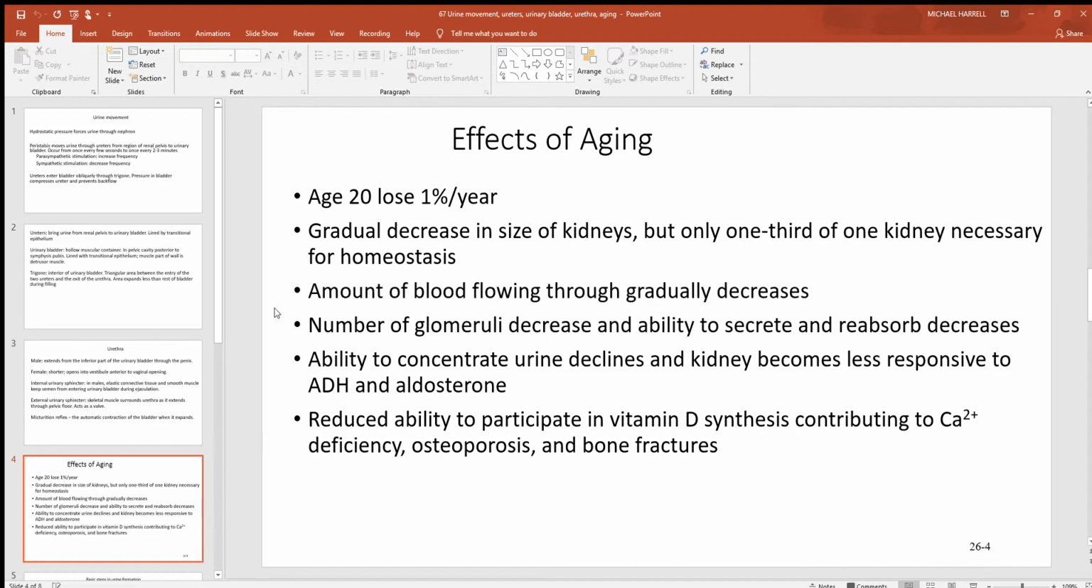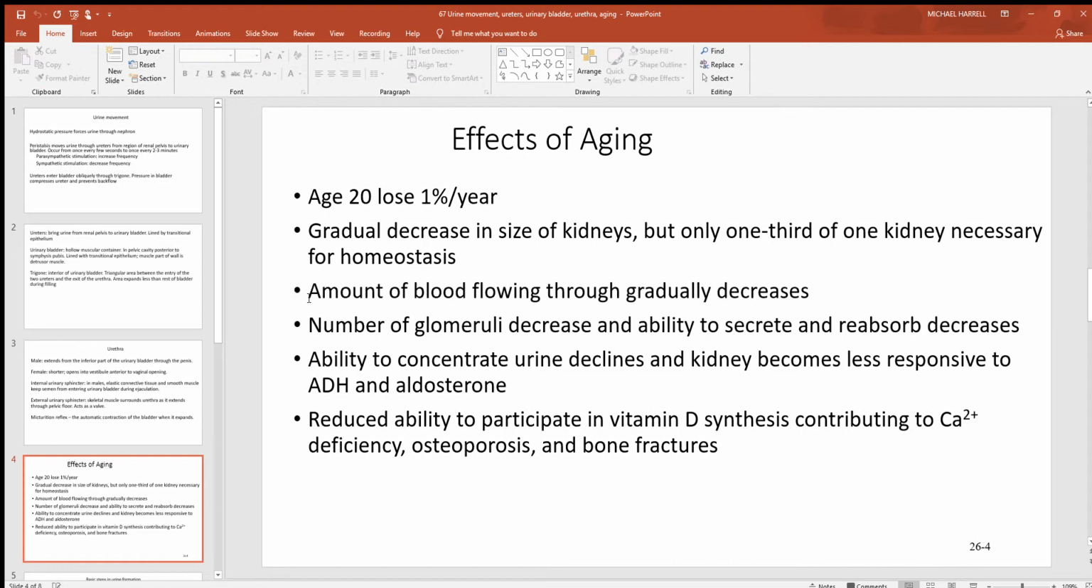Looking at the effects of aging, after age 20, you're going to lose about 1% of those nephrons every year. That sounds really bad, but you only need somewhere around 15% to maintain homeostasis. So you can actually lose a lot of those nephrons and glomeruli along the way and still maintain health. There'll be a gradual decrease in the size of the kidneys as you get older. So any organ getting smaller, that means it's being lost. But about 1/3 of 1 kidney is all you need for homeostasis.